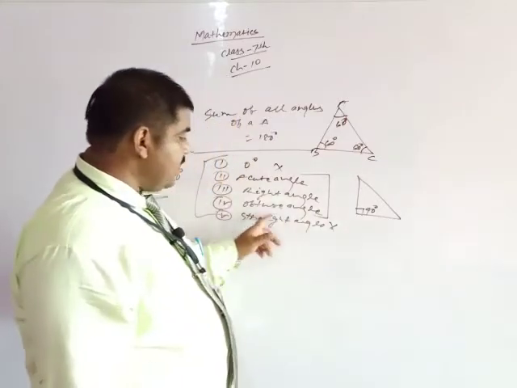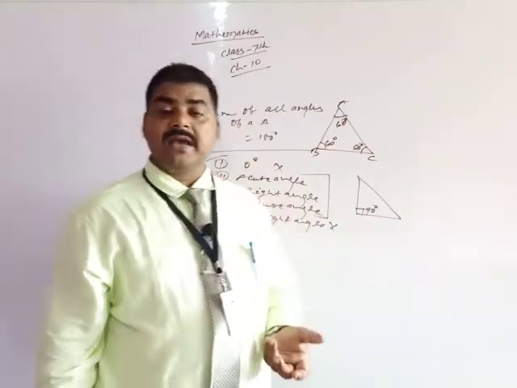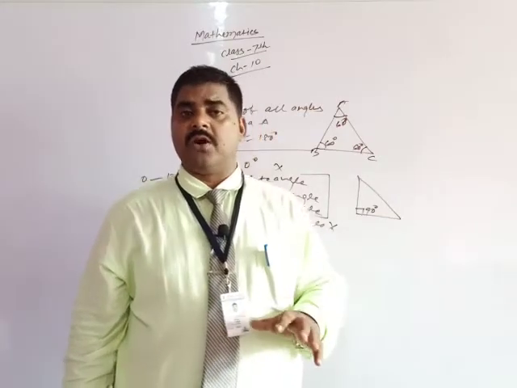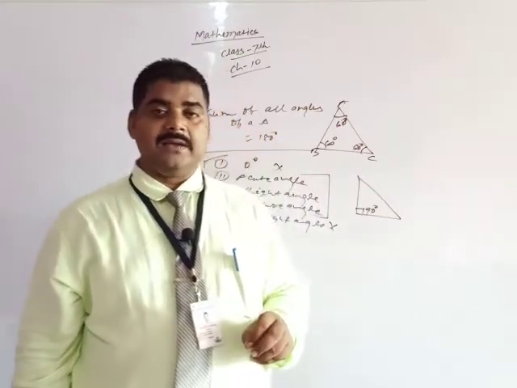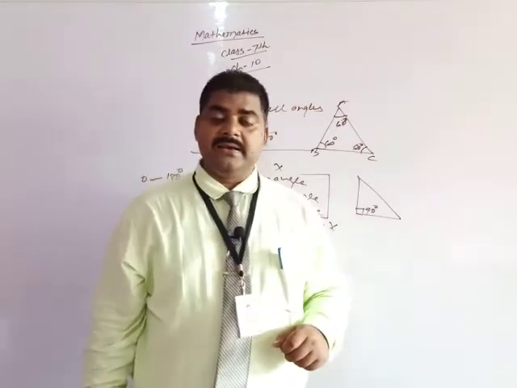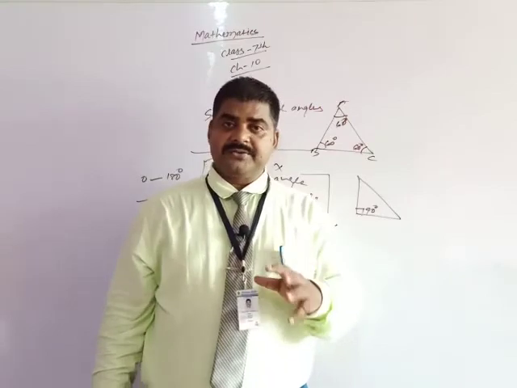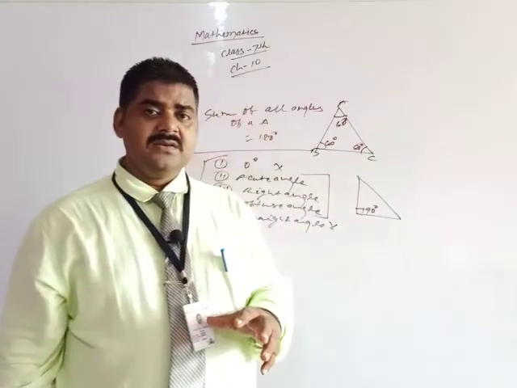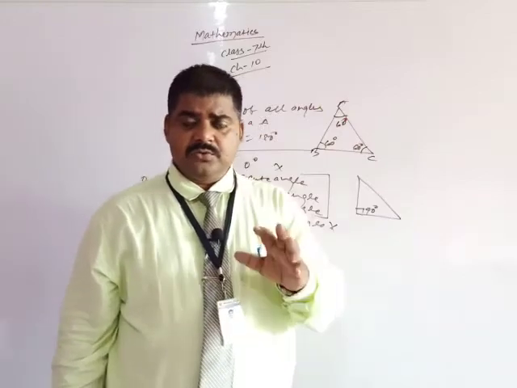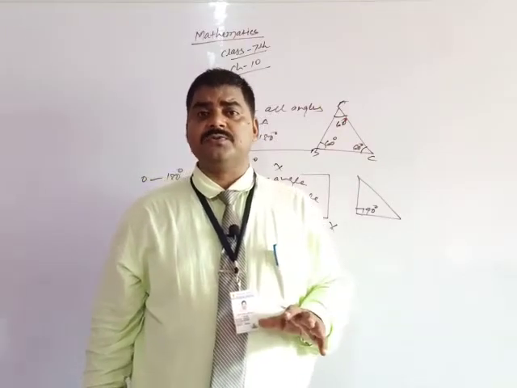And the third one is the obtuse angle triangle. Obtuse angle, you know, means the measure of the angle is greater than 90 degrees but less than 180 degrees. Such a triangle is known as an obtuse angle triangle, whose one angle is obtuse.